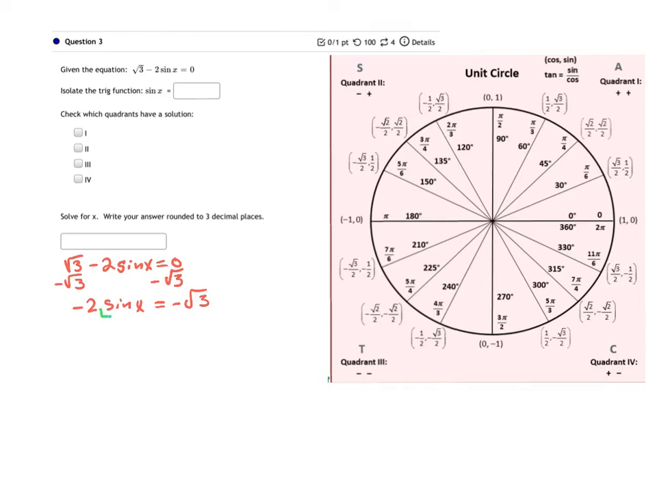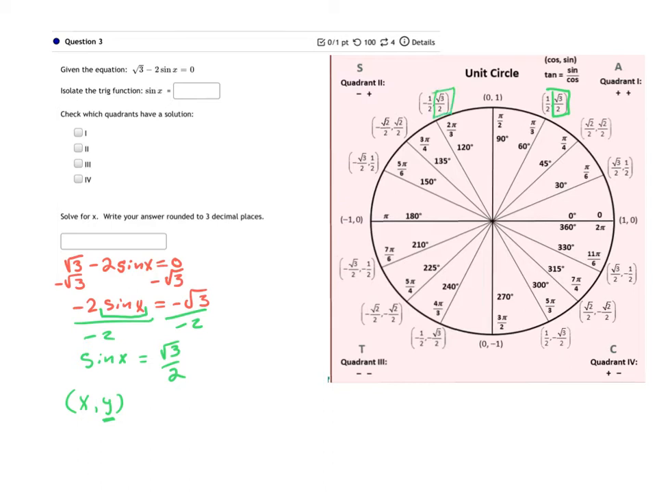Now remember, we want to isolate the sine x, so I divide by a negative 2, and that will give me that the sine of x is equal to, in this case, the square root of 3 over 2. So I want to go to my unit circle and see where sine is the square root of 3 over 2. Remember, with our ordered pairs, sine is the y value. So if I go around to find the y value, the square root of 3 over 2 is right here, and the other square root of 3 over 2 is right here.